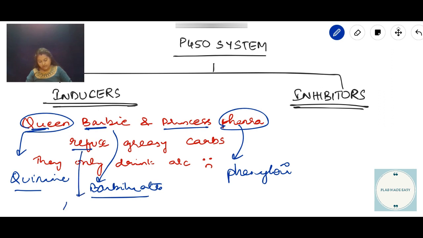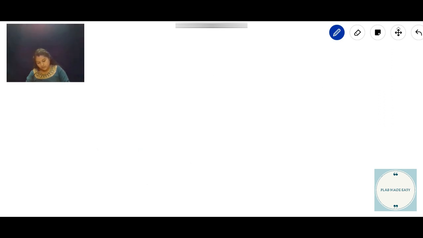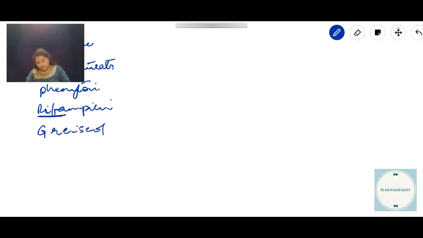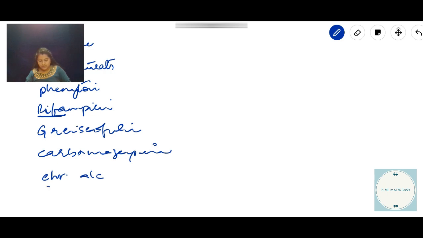Refuse is rifampicin, and G stands for greasy. So refuse is rifampicin, greasy is griseofulvin, carb stands for carbamazepine, and they only drink alcohol stands for chronic alcohol intake, and where there is alcohol, hand in hand goes smoking. So you can just remember smoking and alcohol here.